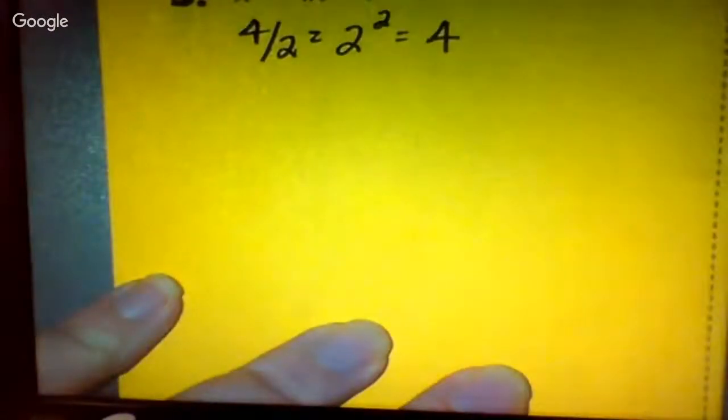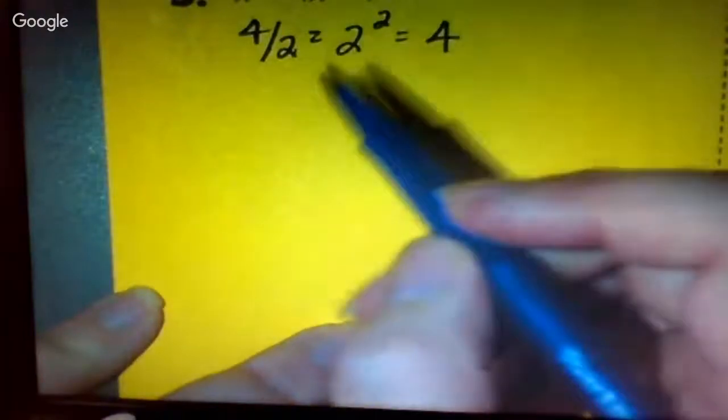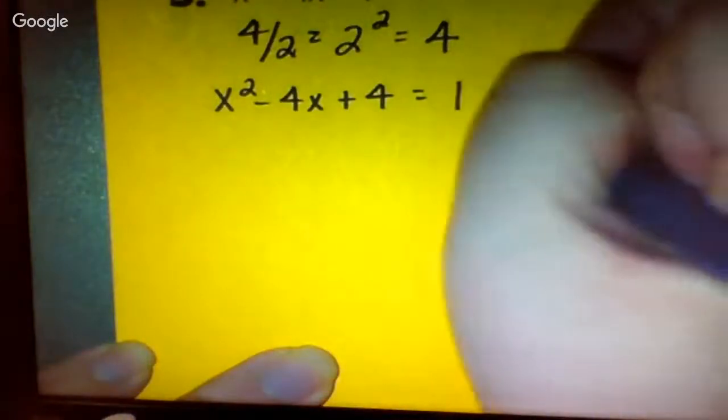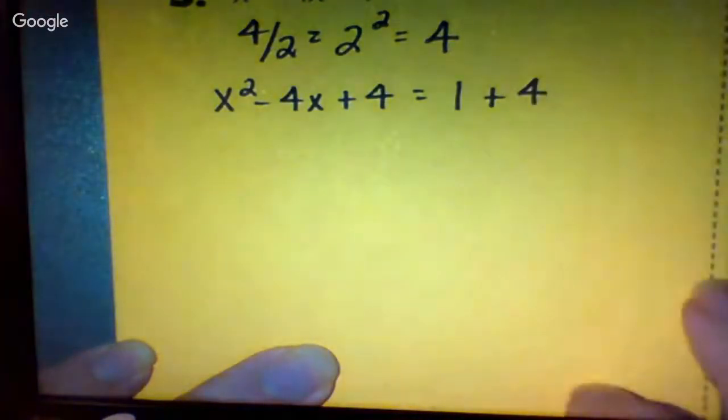class and tomorrow. Okay. X squared minus 4x equals 1. Do I need to move my c? No. It's already on the right, so we're good. Okay. So now take half of your b value. What's half of 4? 2. And what's 2 squared? 4. This is the value that I add to both the left and the right. So this becomes x squared minus 4x plus 4. And the right-hand side becomes 1 plus 4.